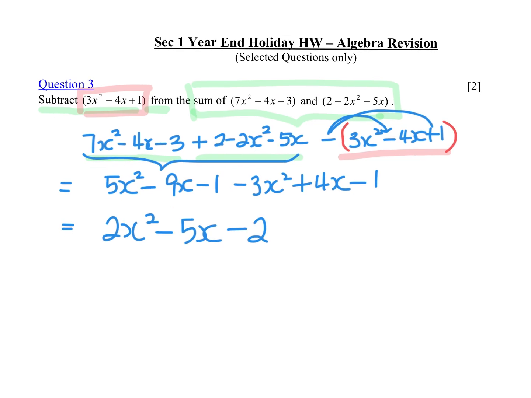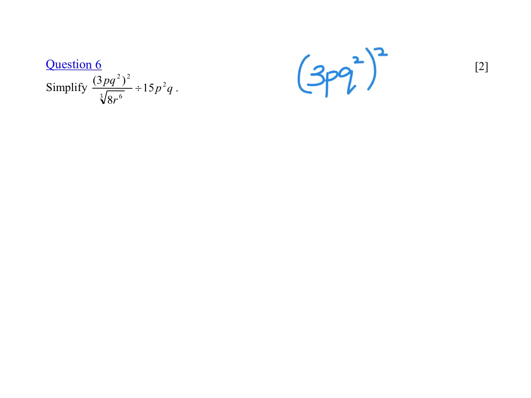Let me move on to my second question over here. Okay, the second question that we have found here is simplify this whole expression. It's quite a couple of things that we need to take note. So I'm going to dissect it and cut it into different parts first. The first part that is a little bit complicated is 3pq squared, whole thing squared. What does this actually mean?